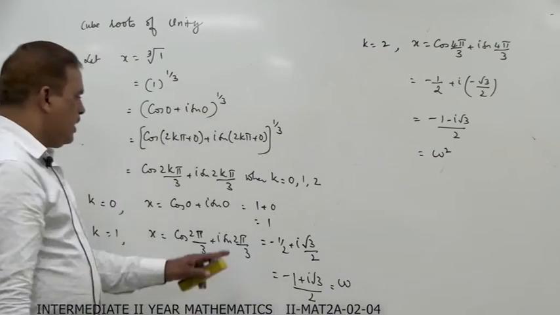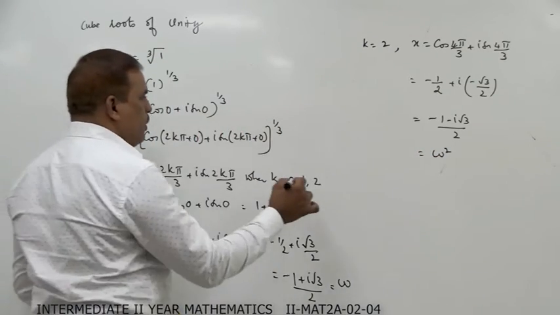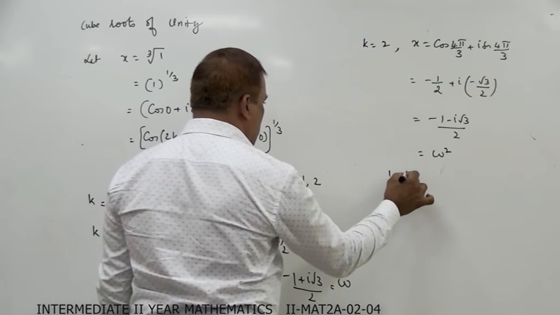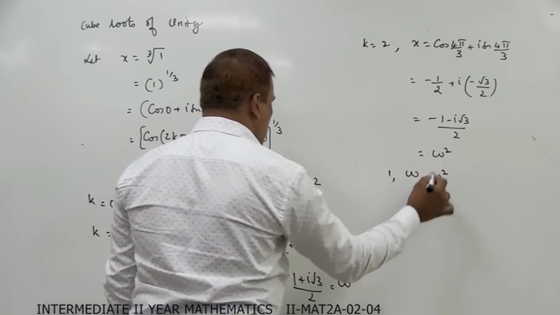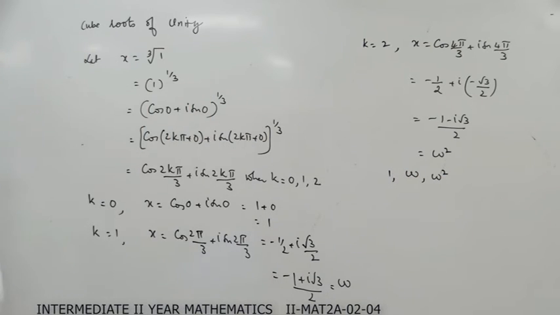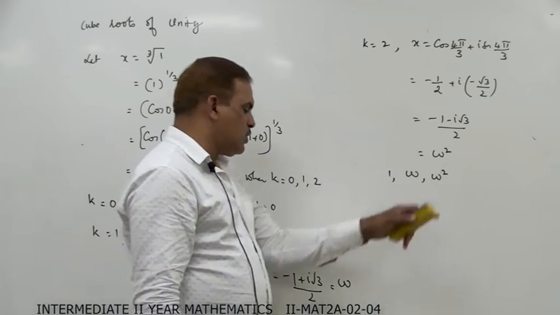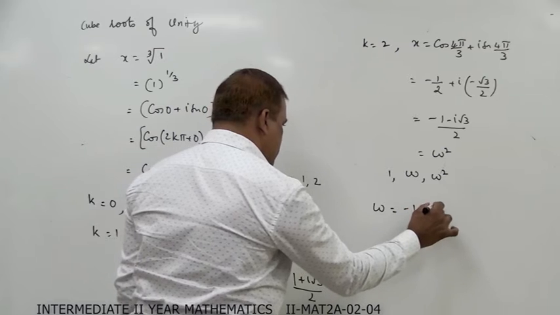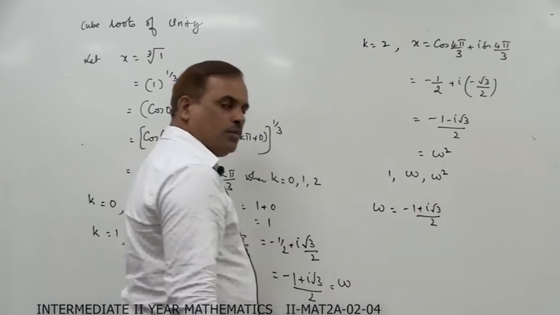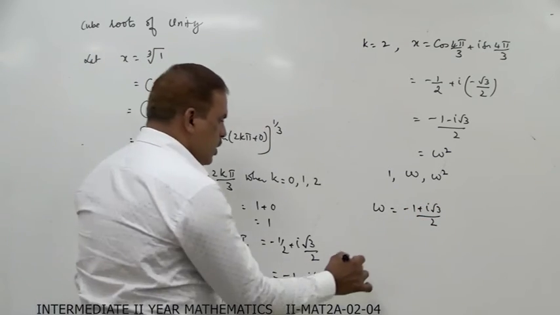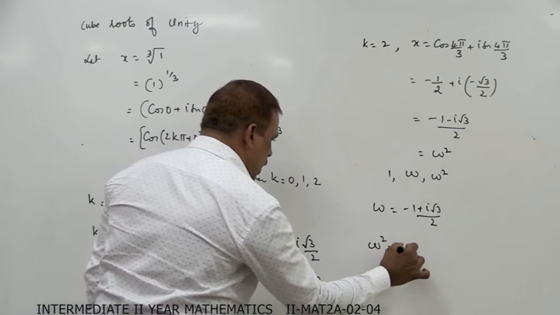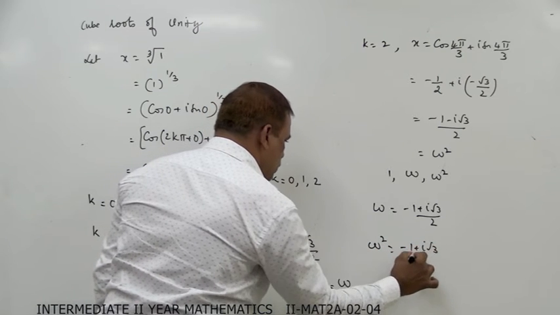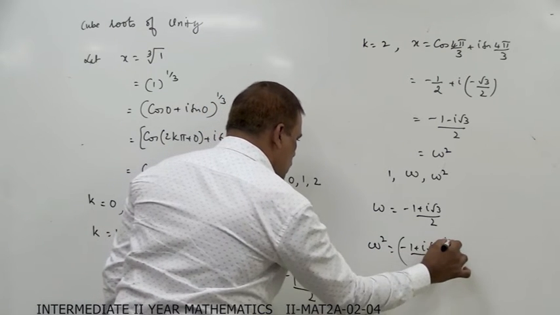Okay. So, therefore, the cube roots of unity are 1, omega and omega square. Why did we take it as omega square? Omega is minus 1 plus i root 3 by 2. Let's square this. Omega square will be equal to what? Minus 1 plus i root 3 by 2 whole square.